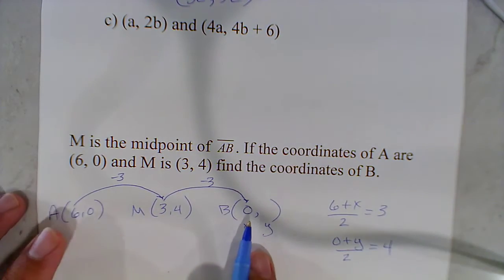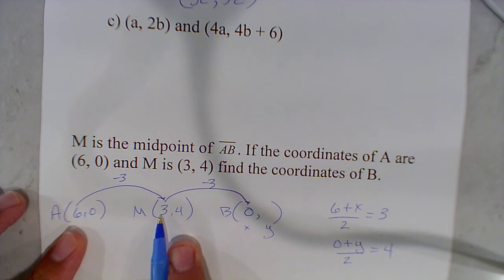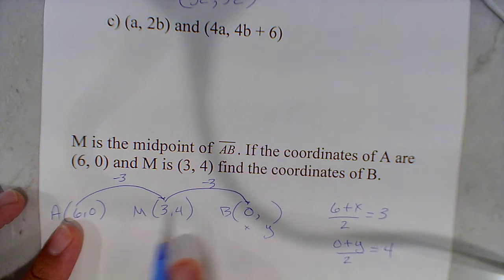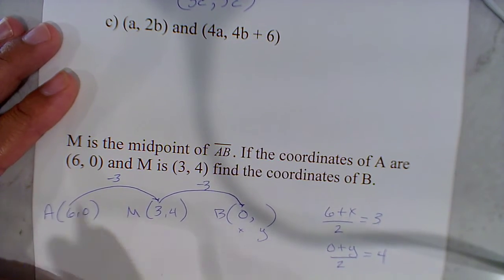Now think for a second. Is the average of 0 and 6 3? 0 plus 6 is 6. 6 divided by 2 is 3. Yeah, that works. Same concept here.